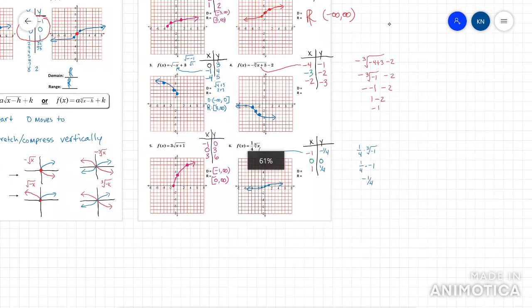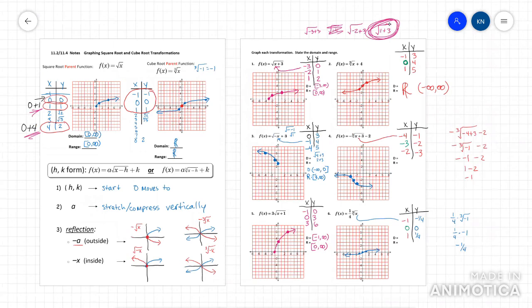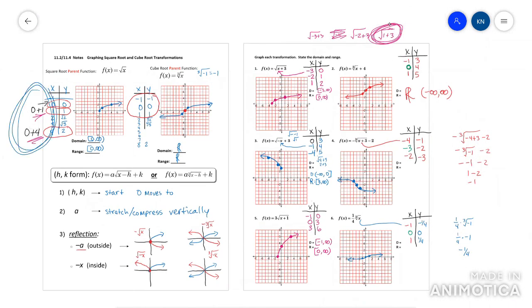So I hope this video helped. Hopefully the square root part wasn't too confusing. Just follow +1, +4 off of your 0, quote unquote 0. And unless it's going to the left like this, in which case you'll subtract 1, subtract 4. Otherwise, just add 1, add 4.